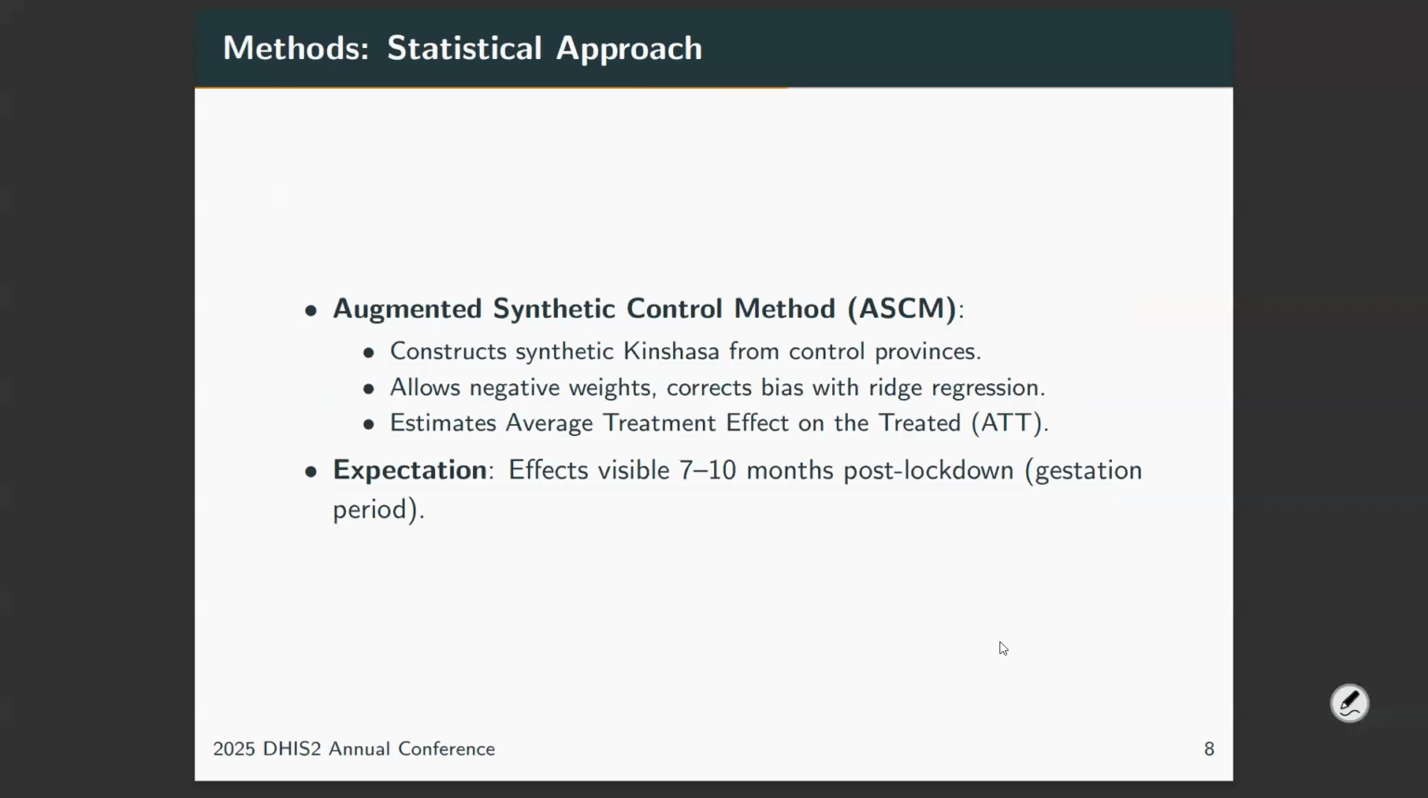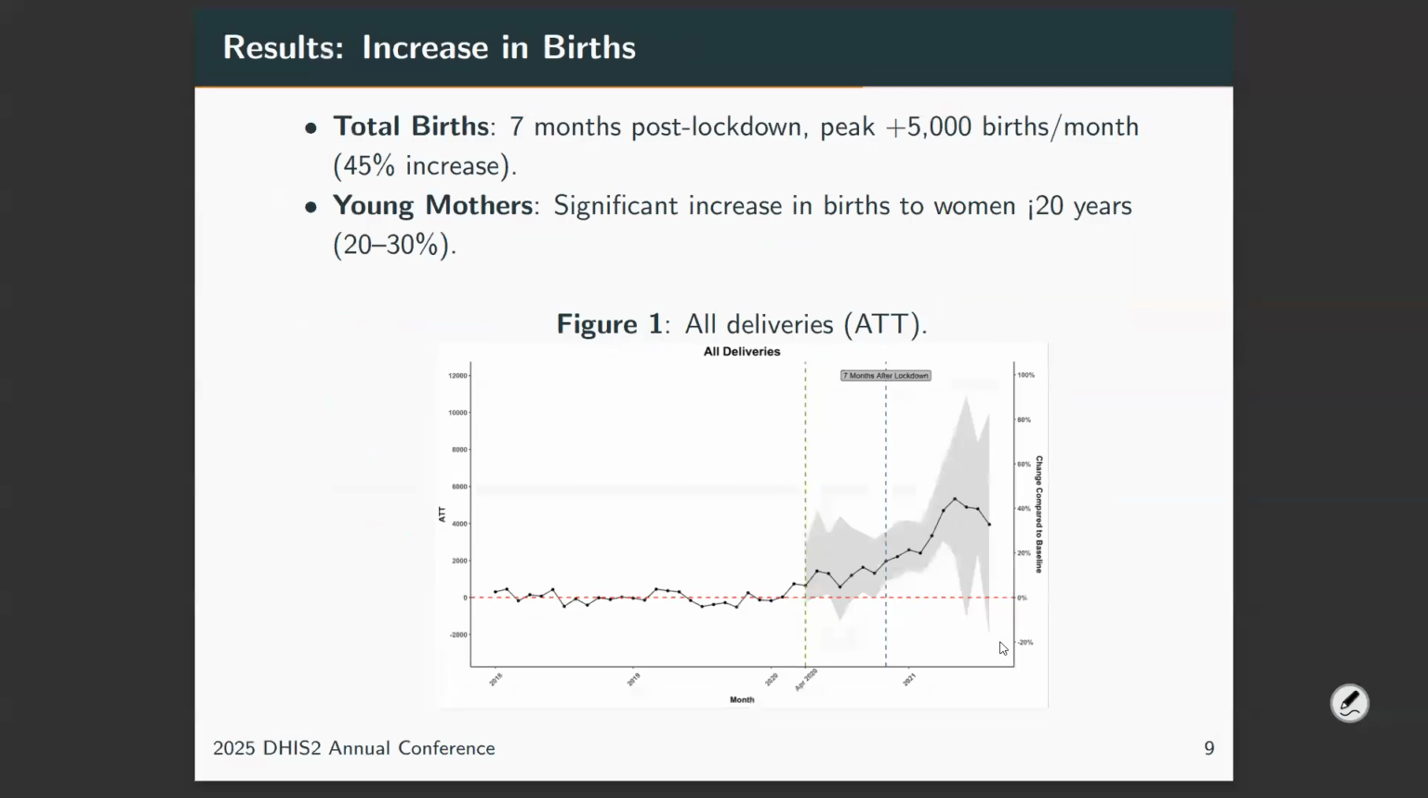This study uses what's called an augmented synthetic control method. I will not get into that here, but basically the idea is because Kinshasa is unique and different, we want to build a control for Kinshasa using, as close as possible, facilities that looked a bit like Kinshasa in the pre-period. Okay. And again, if we were to see an impact of the pandemic on fertility, we would expect to see it 7 to 10 months later.